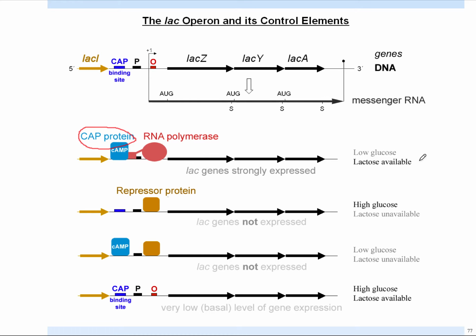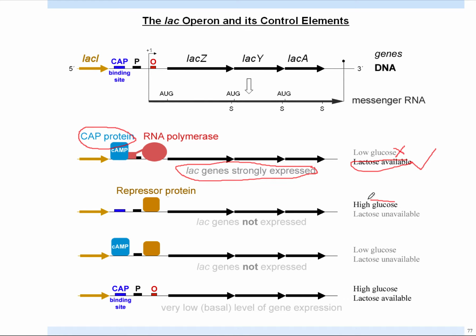In the presence of lactose and absence of glucose, lactose is present, glucose is absent. Since the organism would need to obtain energy and be able to metabolize it for its cellular activities, you need the enzymes that can actually metabolize the lactose. And so when lactose is available and glucose is not available, the lac genes are expressed because you need the enzymes to actually break down the lactose.